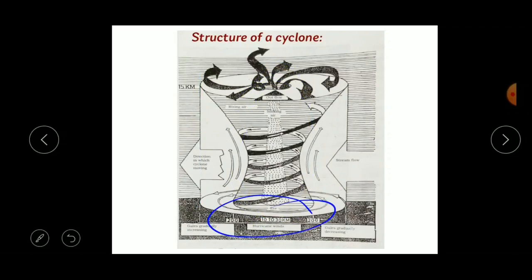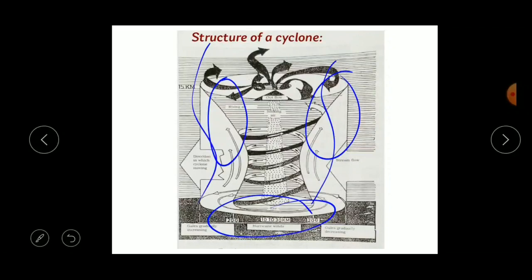The diameter of the eye ranges from 10 to 30 kilometers. The cloud regions lie around this eye and have a diameter of around 150 kilometers. The cloud regions have high speed winds blowing at 150 to 250 kilometers per hour with heavy rainfall. Understood, children? This is all about the structure of a cyclone.